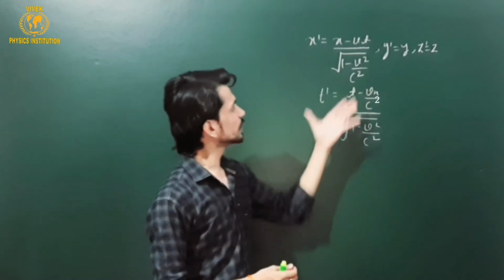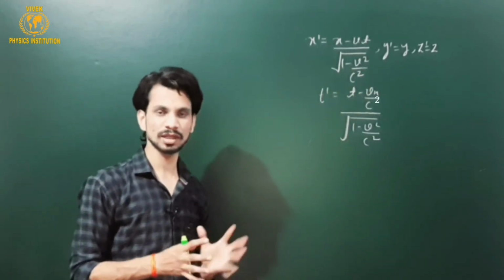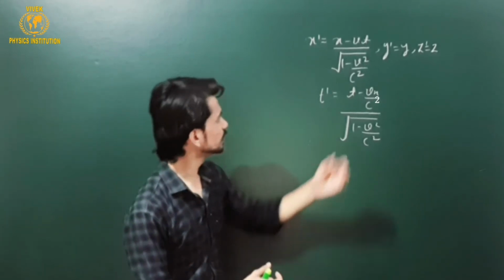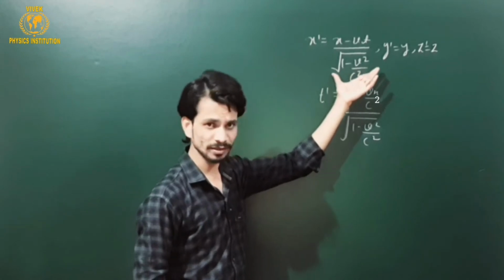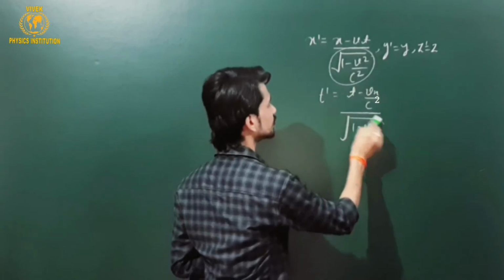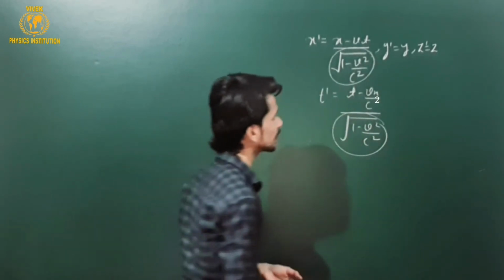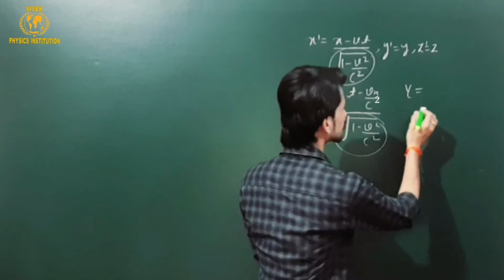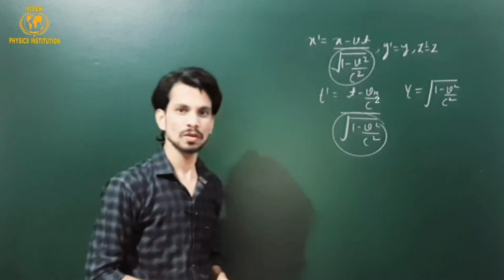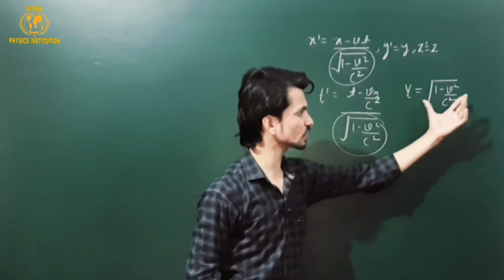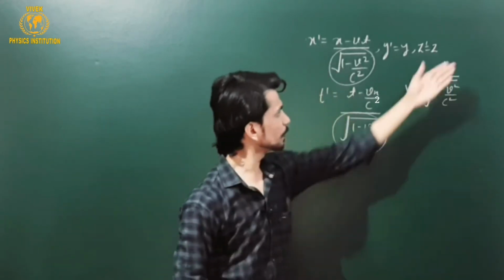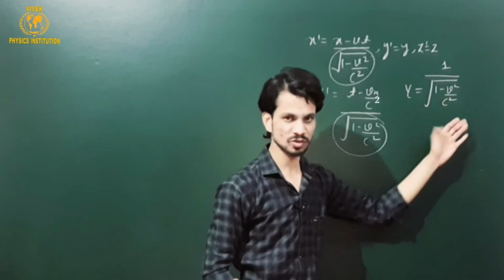I will use all four coordinates to derive the wave equation under the Lorentz transformation, and I will have difficulty writing this denominator factor again and again. So for convenience, I am regarding this factor, this one and this one, because it is the same factor, as something, let's say gamma. So I will treat gamma as 1 upon square root of 1 minus v square over c square.